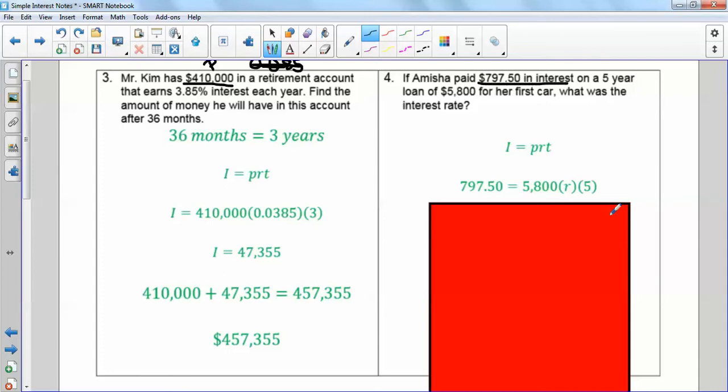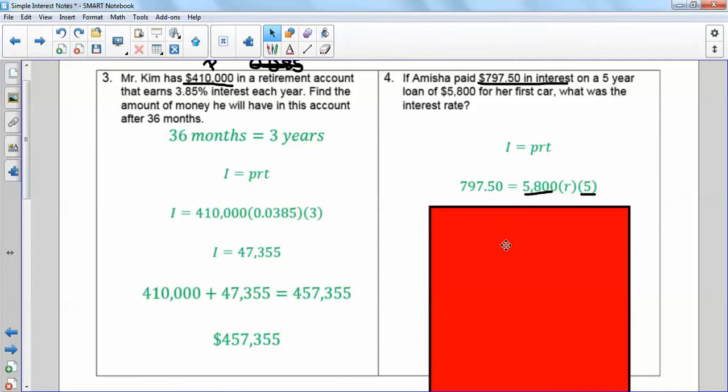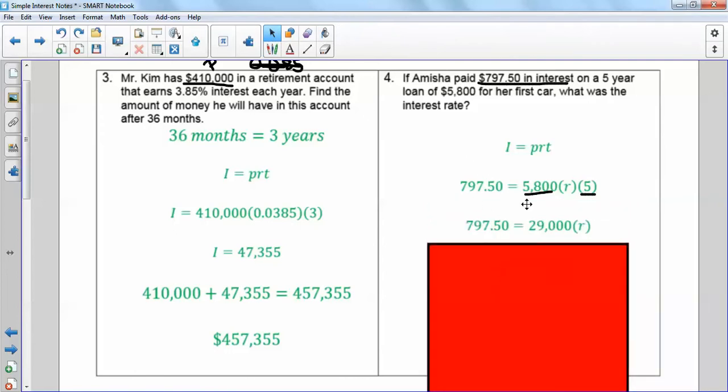So now, instead of just multiplying, we actually have a 2-step equation to solve. First thing we're going to do is multiply the parts that we have on the right side of our equation. So we're going to keep the left side the same. But 5,800 times 5 is 29,000 R. And now we want to get R by itself. So what do we have to do? We have to divide by 29,000 to get rid of the 29,000 on that side. What we do to one side, we have to do to the other. So you're going to divide by 29,000 on both sides. We'd actually get R by itself on that side.